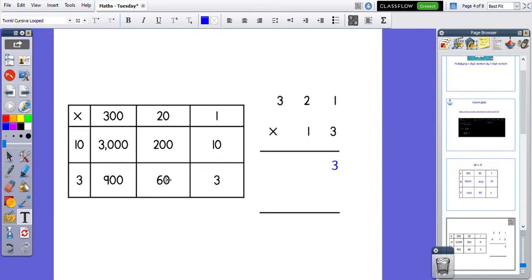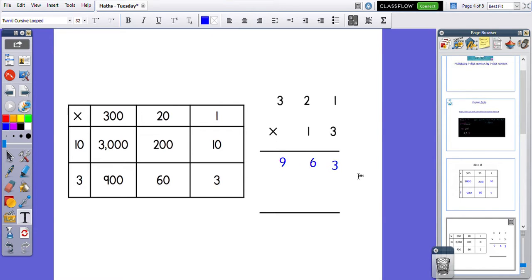So I've got 3 and I've got 20. So my answer is 60. However, I'm not going to put 60 because that would give me 603. I'm already in the tens column, so I only need to put the 6. Okay, so we can see we've got 63. And then I'm going to do 3 times 300. So I need to find that in my multiplication grid. So I've got 3 times 300 here, gives me 900. Again, I'm not going to put the full 900. I'm only going to put the 9 because I'm already in the hundreds column.